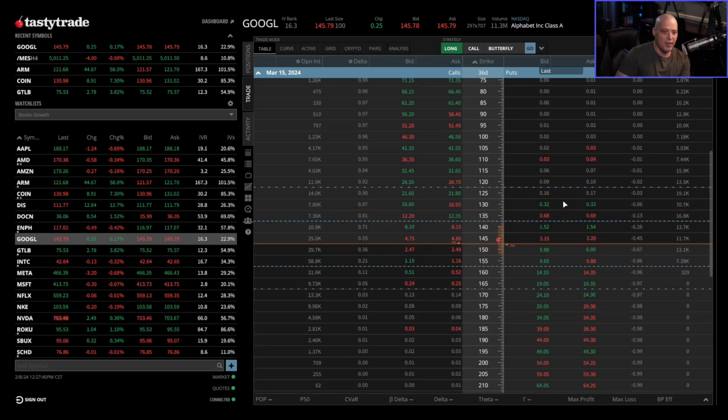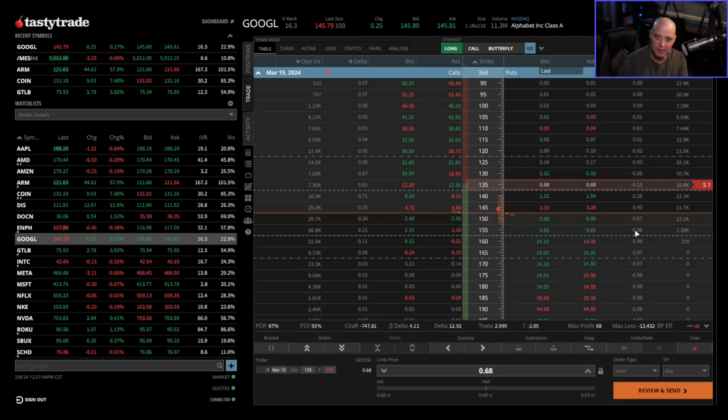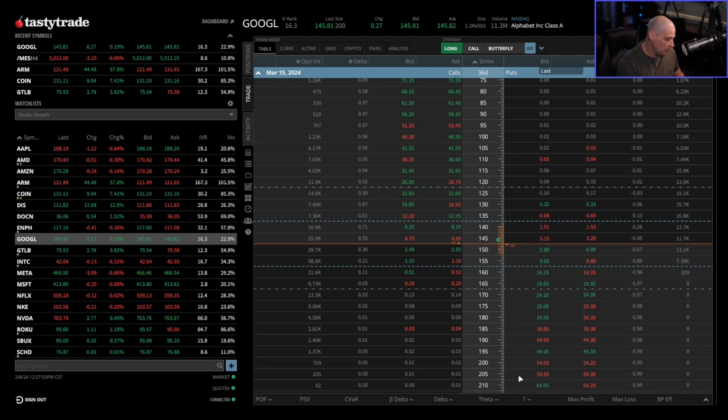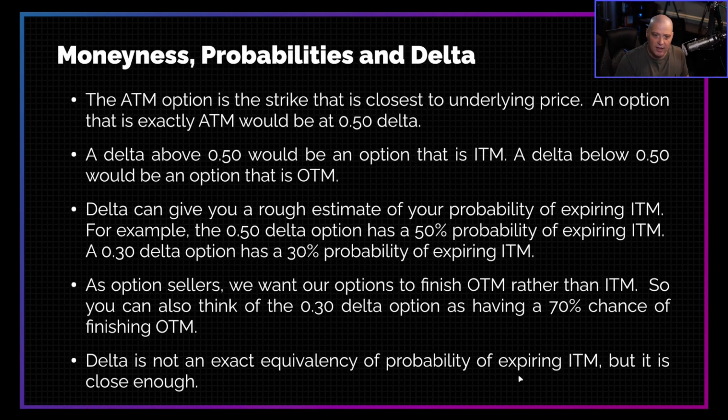It's close enough that most traders use that. If I sell a 13 delta put, I'd expect to have an 87% chance of winning on the trade. And you can see the pop for that is actually 87%. So it's really close enough that, as an options trader, the delta is just that quick way to gauge what is your chance of winning and losing on the trade.